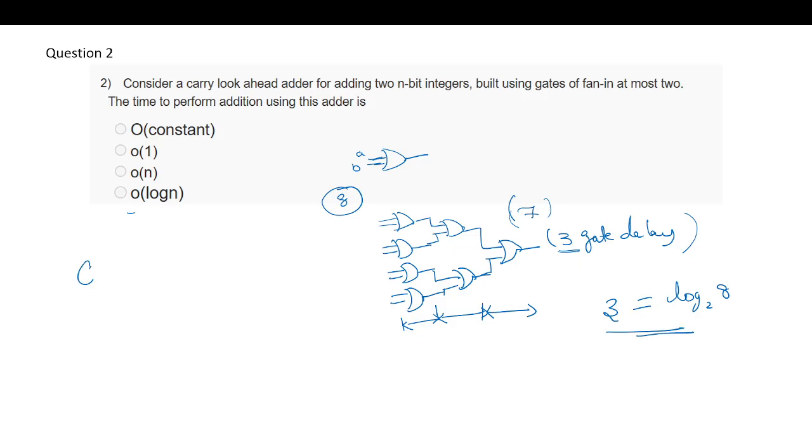That means log base 2 of 8 is 3, so it's a logarithmic delay. It will be 2 times log n plus some constant, so it's big O, and it will be directly log n. Yes, option B.